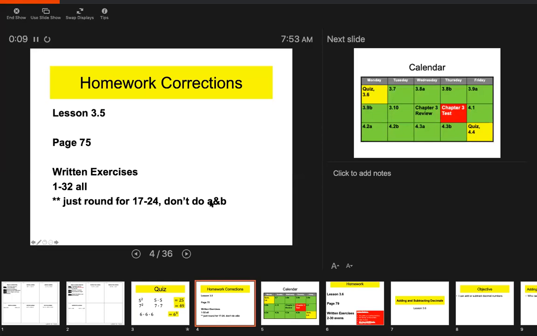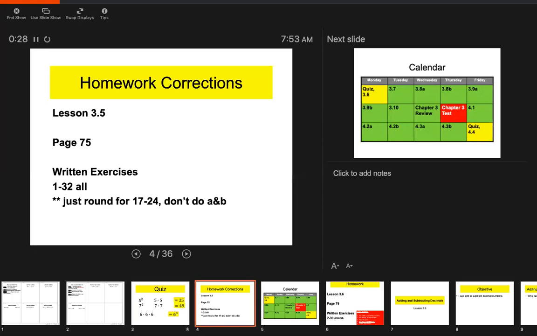All right, any questions on the homework? Questions on the homework? Nothing? Easy, hard, what? Well, that's why I put the instruction there. And basically, all I want to do is round the number. That's it. Just round them.